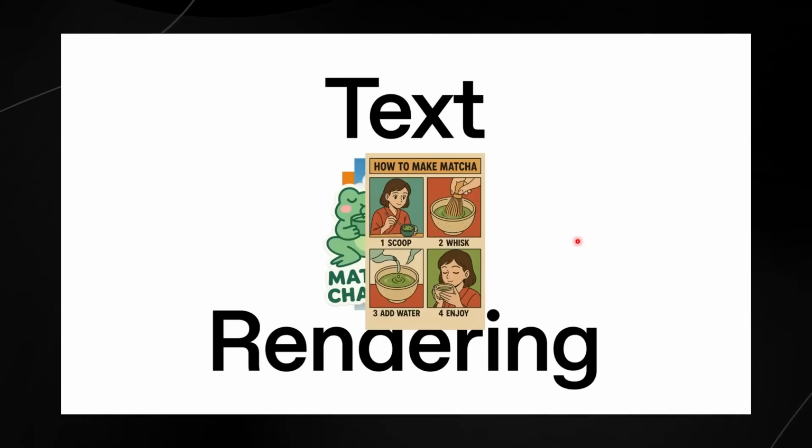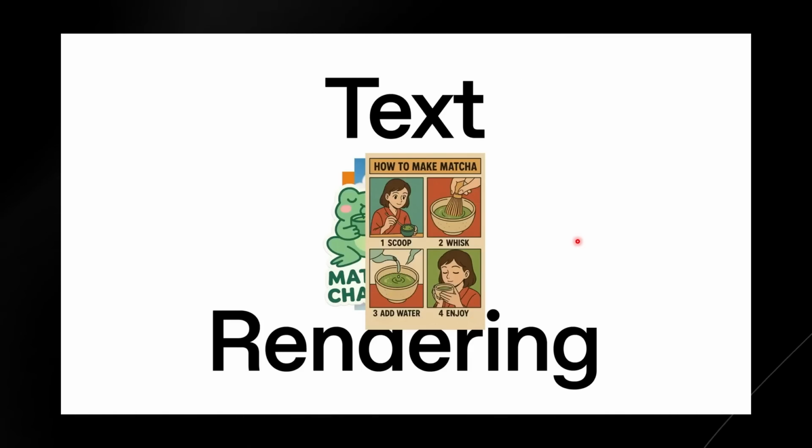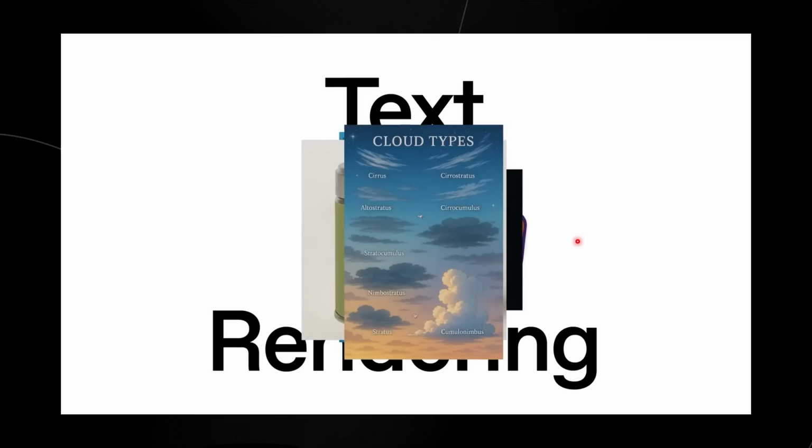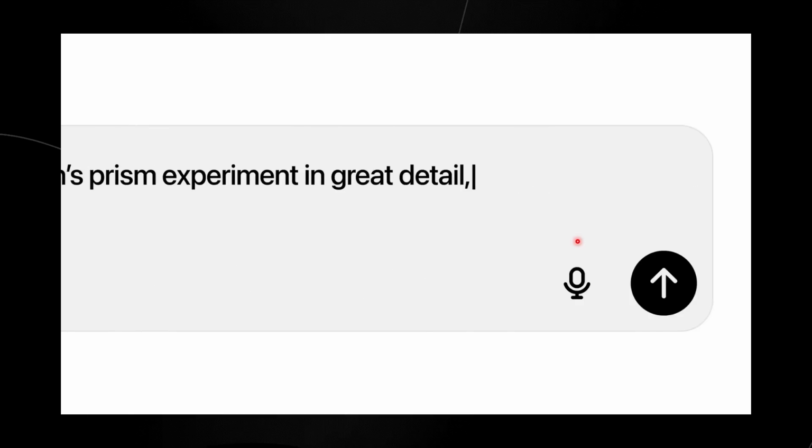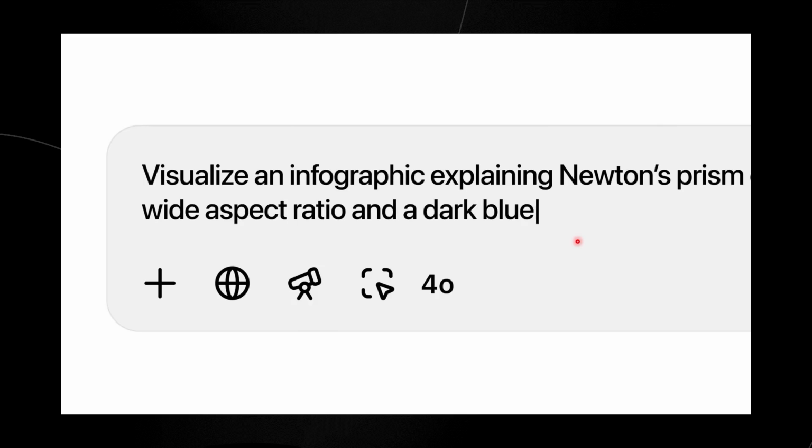Here's the OpenAI team actually explaining how text rendering works. People tend to say a picture is worth 1,000 words, but being able to also render a few words or symbols can carry thousands of pictures, with a relatively simple prompt, like visualize an infographic explaining Newton's prism experiment in great detail with a wide aspect ratio and a dark blue background.